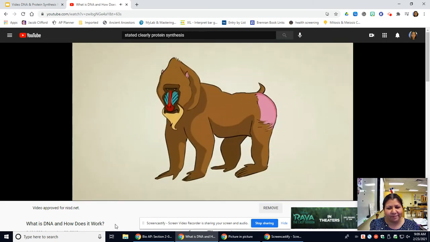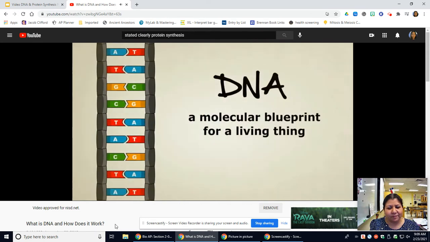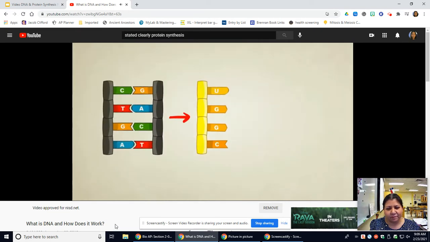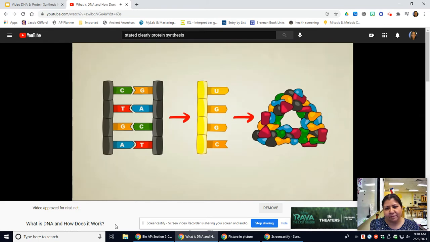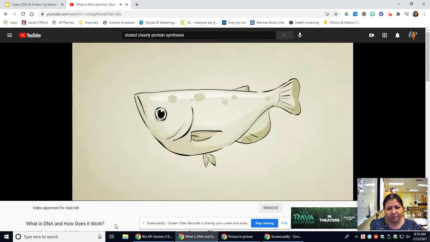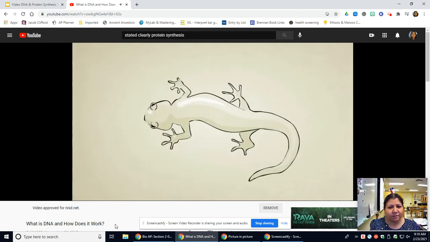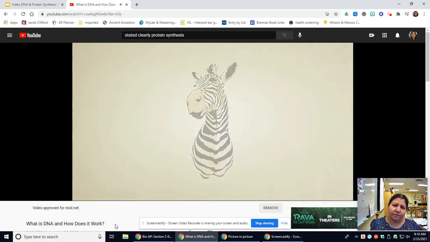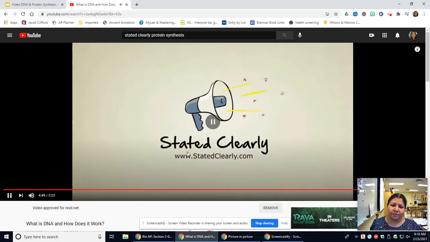So to answer the original question, what is DNA? DNA is a molecular blueprint for a living thing. How does it work? DNA creates RNA, RNA creates protein, proteins go on to form life. This entire process, as complicated, as sophisticated, as magical as it might seem, is entirely based in chemistry. It can be studied, it can be understood. I'm John Perry, and that's DNA stated clearly.